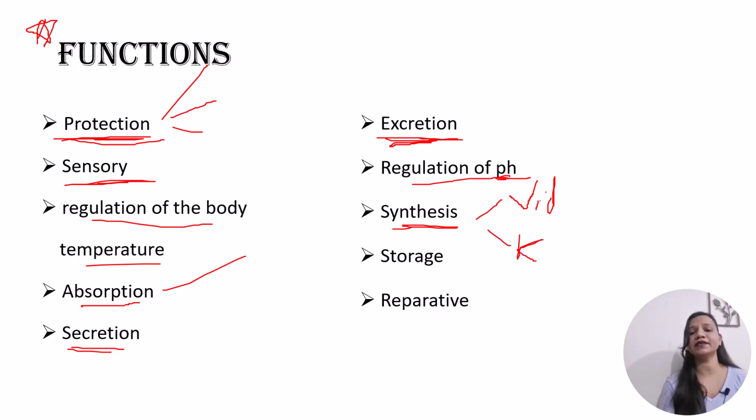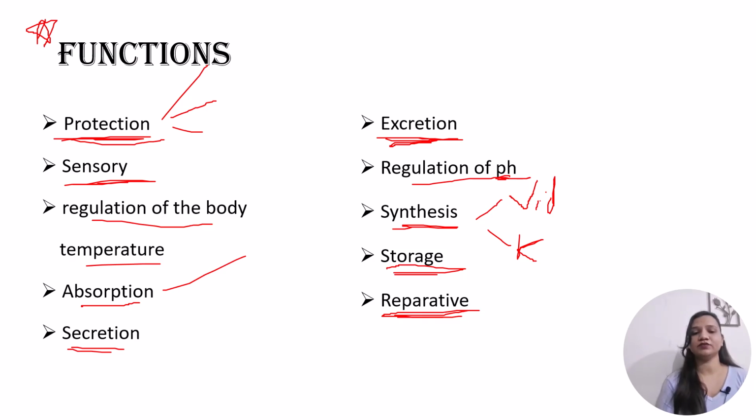Okay. The next is storage. Water and lipids in the form of sebum, and vitamin D, are stored in the skin. So that's how it performs the storage function. And the last one is the reparative function. Reparative means wound healing function. The skin does wound healing and cell regeneration. That's why it performs reparative function. So that's all the functions of skin.